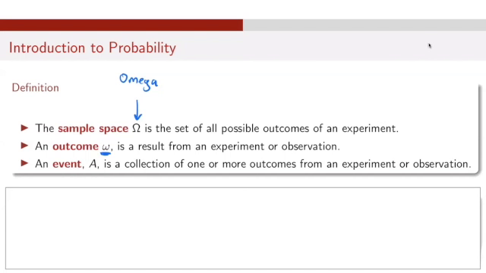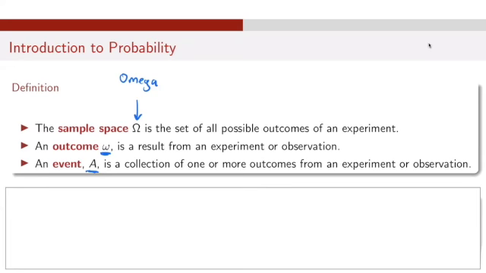And lastly is an event that we typically denote with a capital letter that is descriptive of the event. But in absence of any example, we'll just use A to denote a generic event. And A is going to be a collection of one or more outcomes from an experiment or an observation.